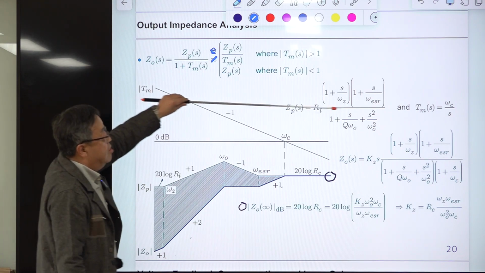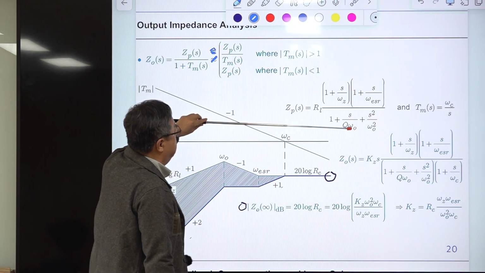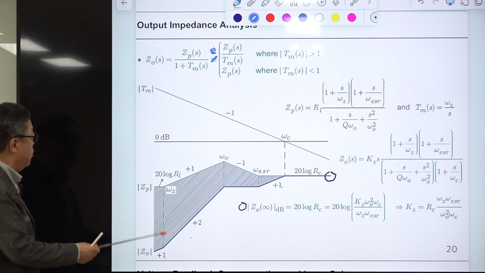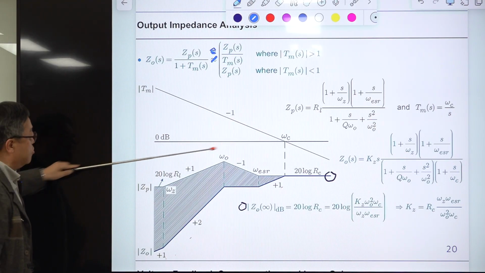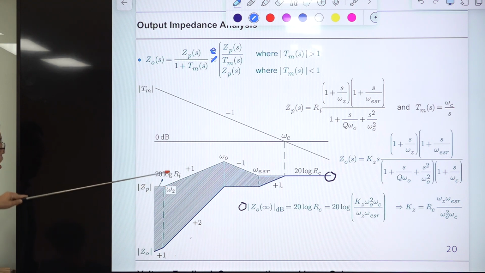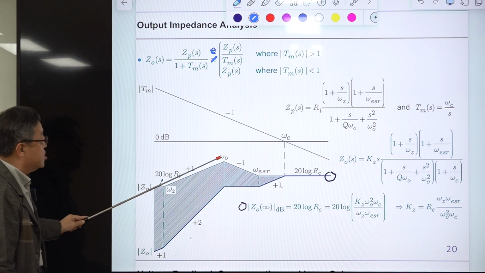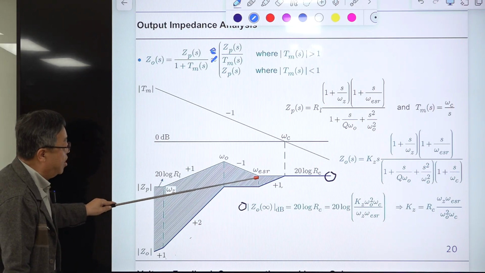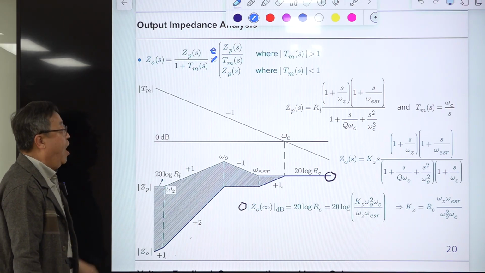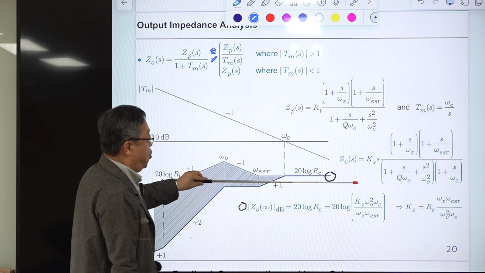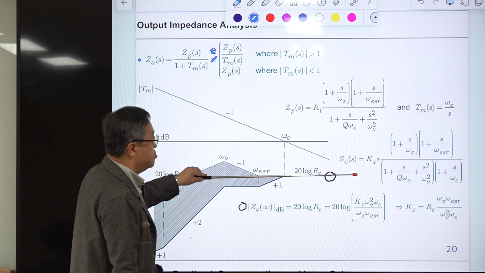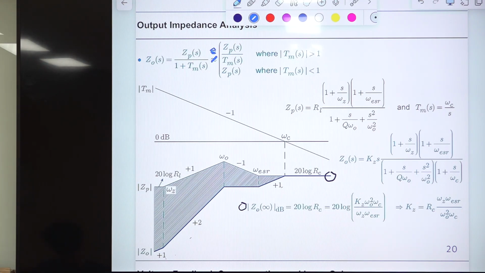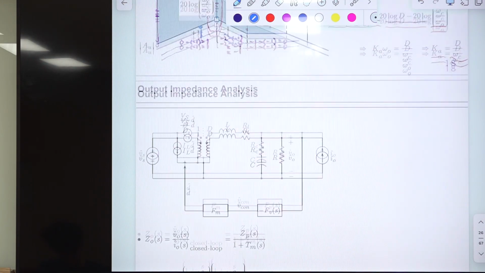This is the plot of this, and this is the plot of the open loop load current to output transfer function. So low frequency gain of 20 log RL, and you have this zero omega G at low frequency, and a double pole is coming here, and omega ESR is here. So the high frequency value is a horizontal line of magnitude 20 log RC. Okay, that is very easy to see here.